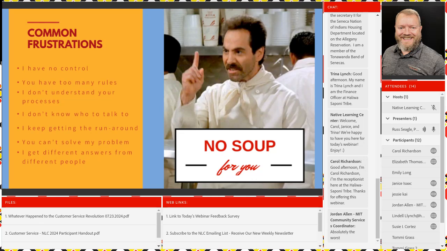Technology was supposed to make things easier. It was supposed to take humans out of the equation so that we didn't have this issue. And yet we keep getting the runaround. You can't solve my problem. You're not high enough in the food chain to solve my problem. You're not high enough on the ladder to solve my problem. Get me somebody who can solve it.